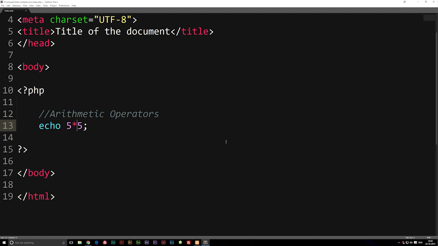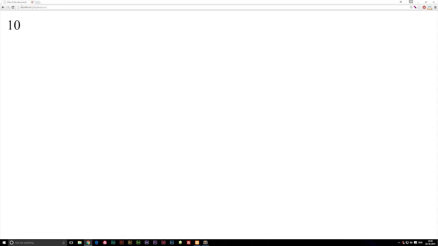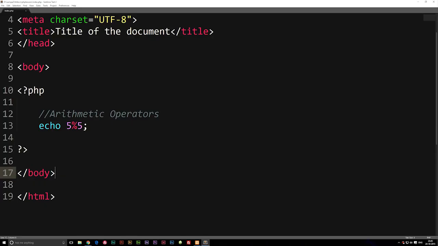And we have 2 more that I want to talk about. So we also have one called a modulus. And a modulus is when we use the percent symbol. So basically what this does is it goes in and says, okay, we have 5 divided by 5, and how much do we have left over? So if I were to save this, refresh my browser, you can see we get 0. Because right now, 5 divided by 5 has no leftovers.